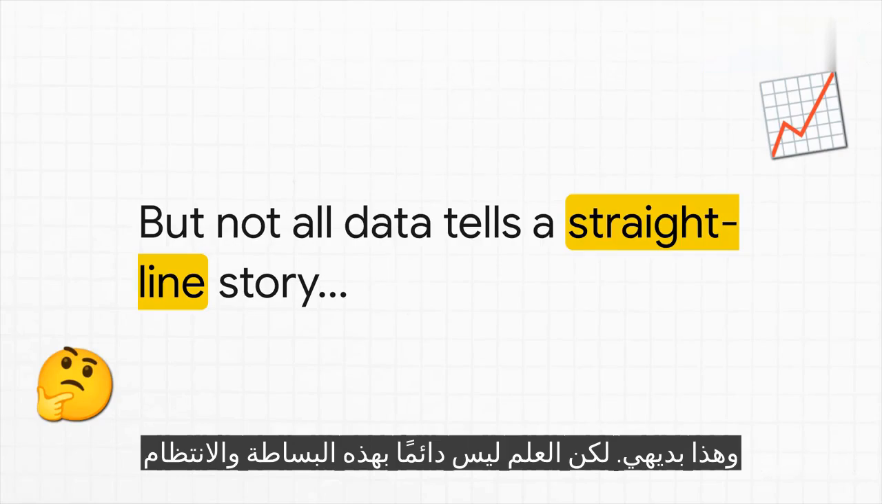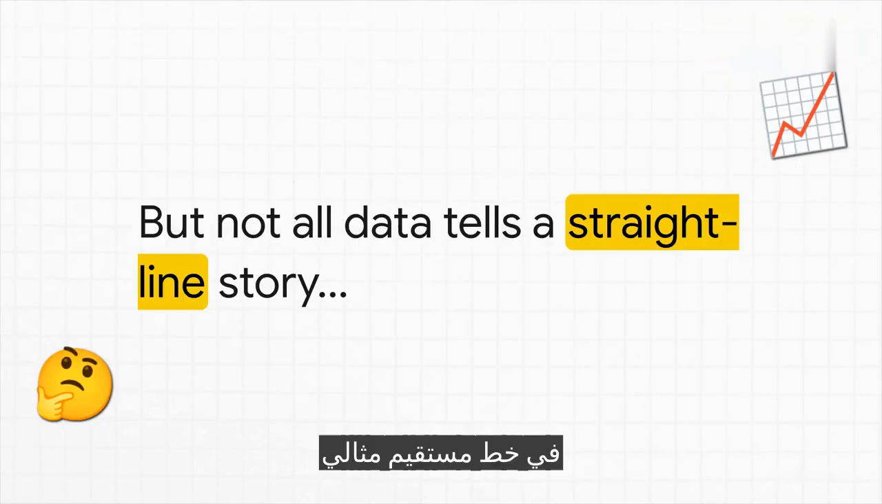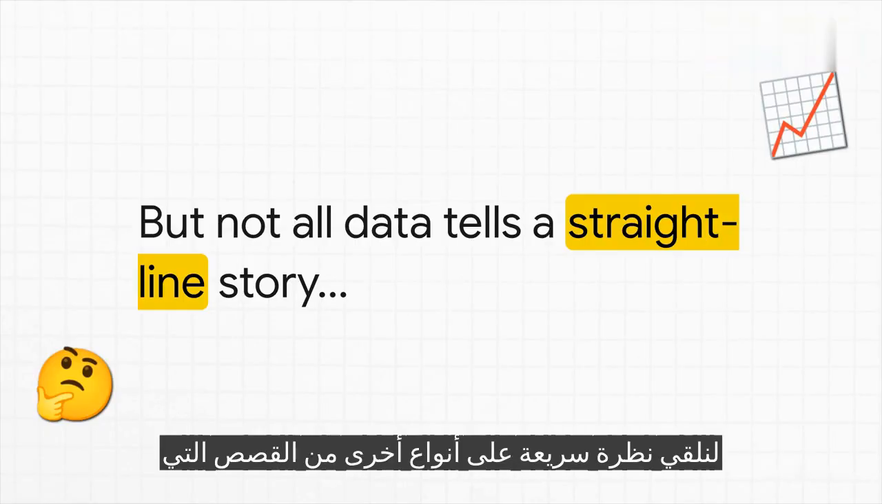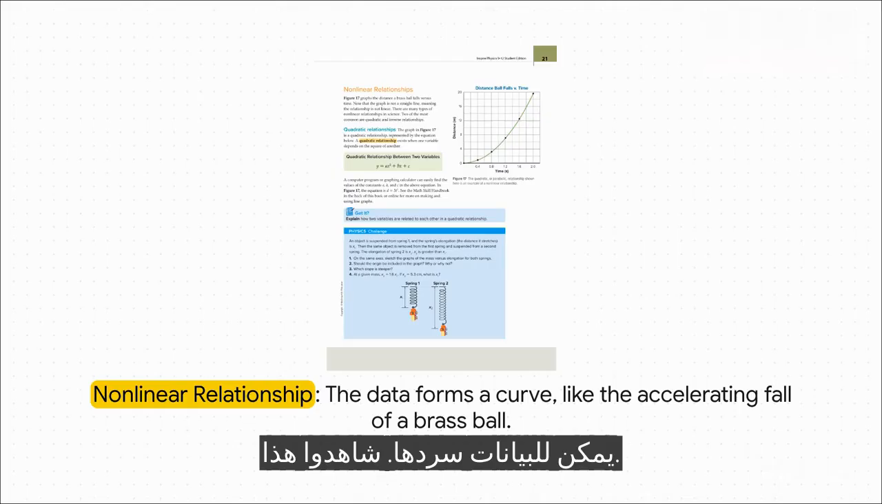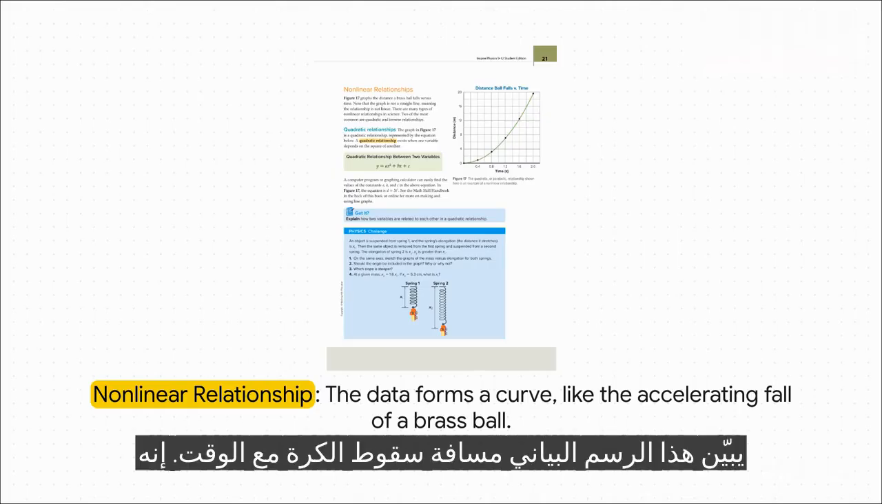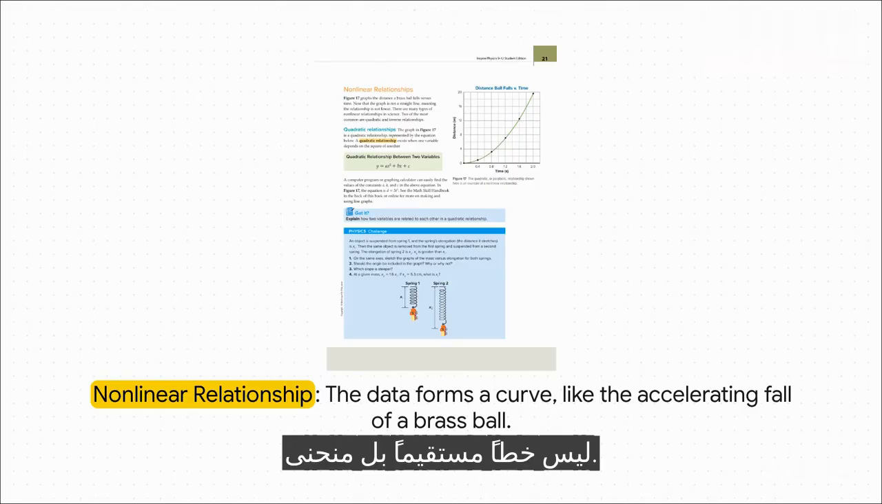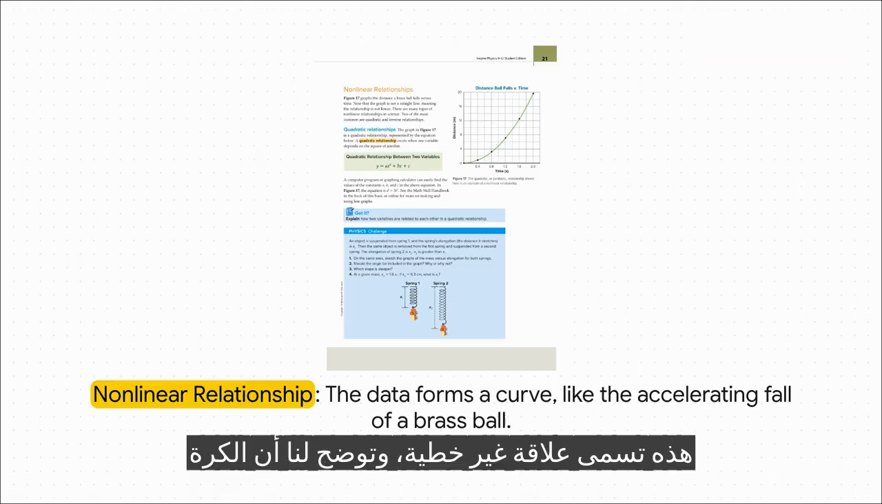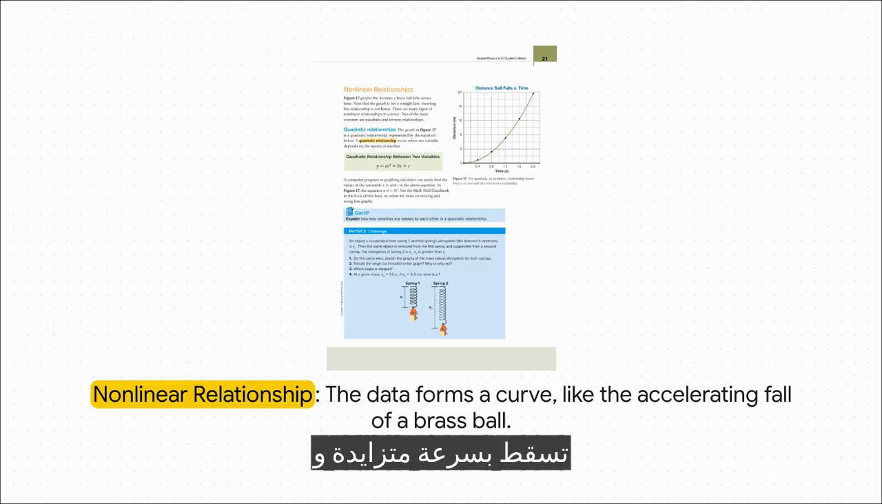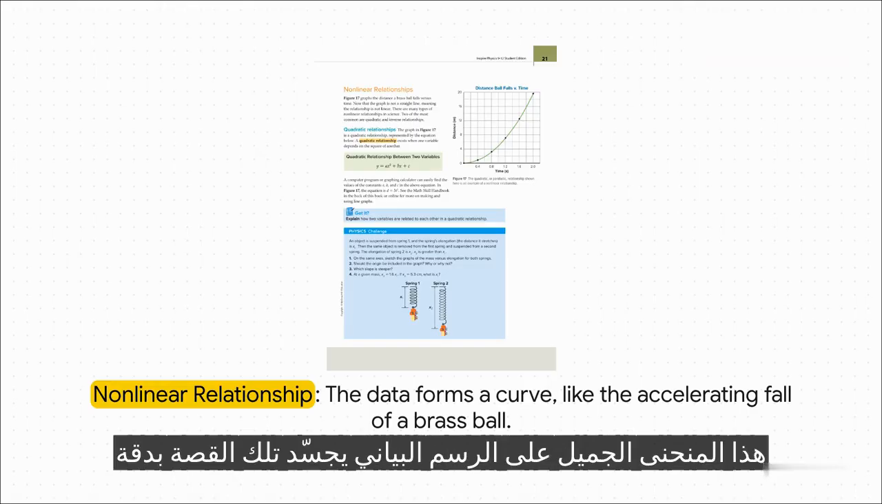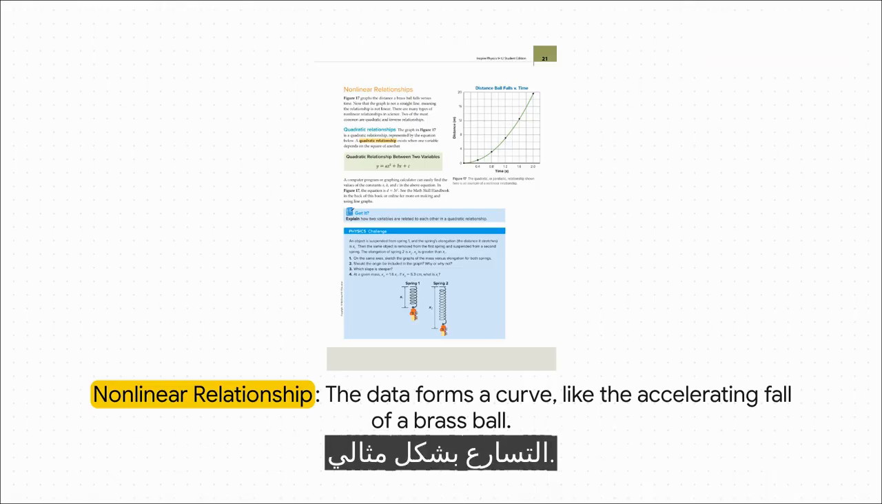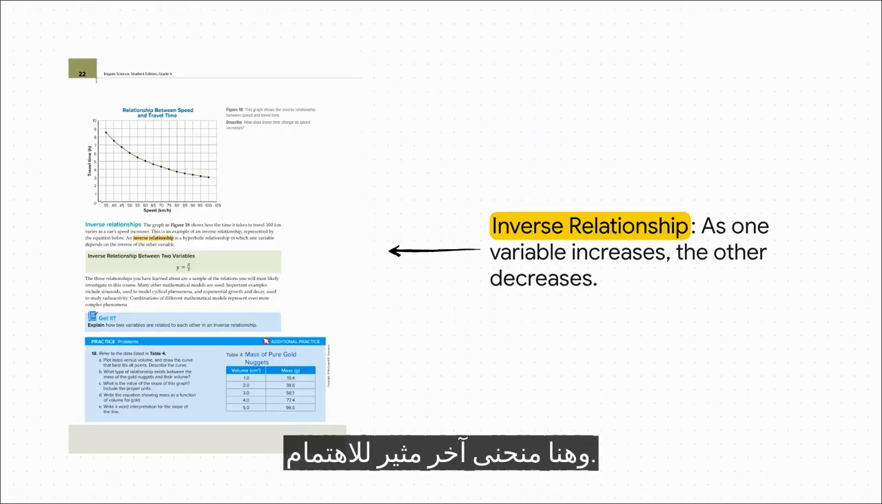But science isn't always that neat and tidy. Sometimes the clues don't line up in a perfect straight line. So let's take a quick look at some of the other kinds of stories that data can tell. So check this out. This graph shows how far a ball falls over time. It's definitely not a straight line. It's a curve. This is called a nonlinear relationship. It tells us the ball is falling faster and faster, and that beautiful curve on the graph perfectly captures that story of acceleration.